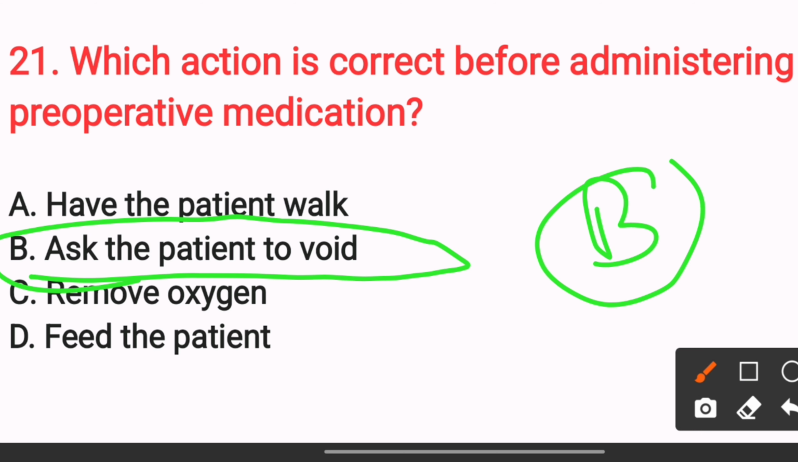Option B is the correct answer, because voiding prevents urinary retention or incontinence under the sedation. So answer is ask the patient to void.